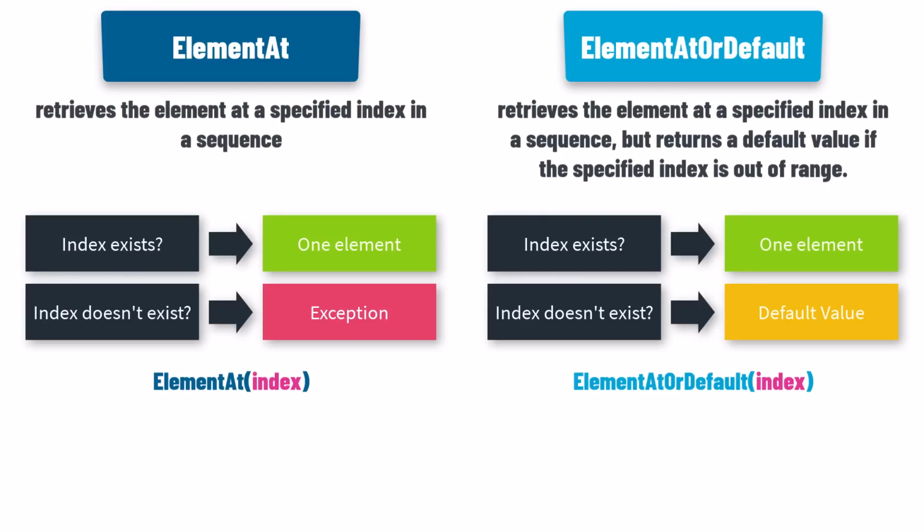ElementAt is good for when you're sure an element will be there at the specified index, while ElementAtOrDefault is safer to avoid errors. That's all about both methods.